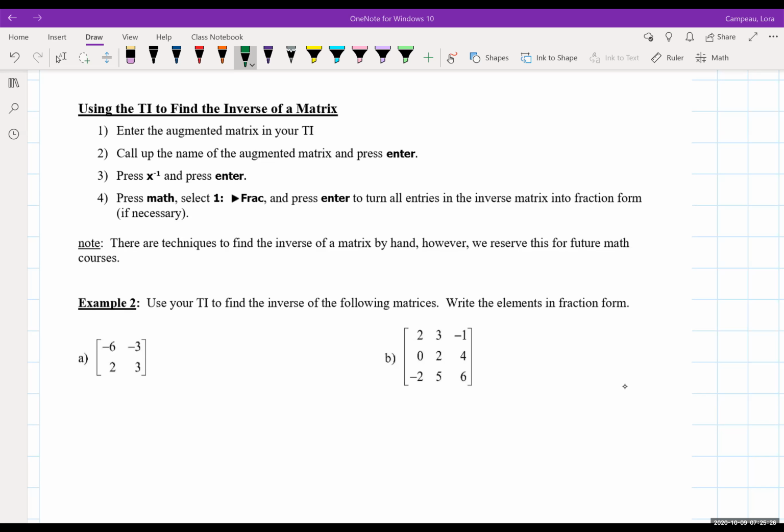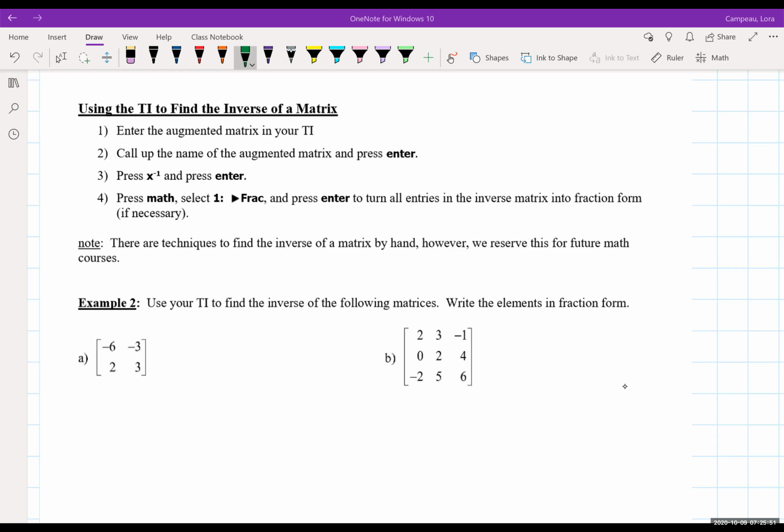Okay, so we're looking at using the TI to find the inverse of a matrix. There are matrix formulas or inverse formulas that you can use, but for the purposes of this course, we are strictly just using our TI, but we will teach you later should you move on to the next math class. So the only thing you really want to worry about is just making sure you've entered your matrices in.